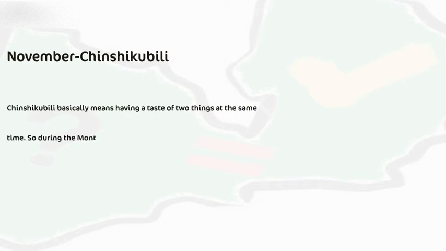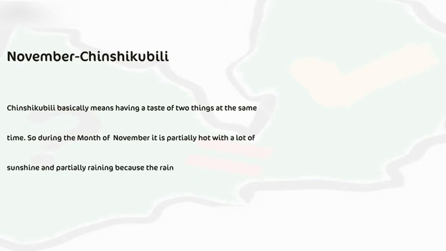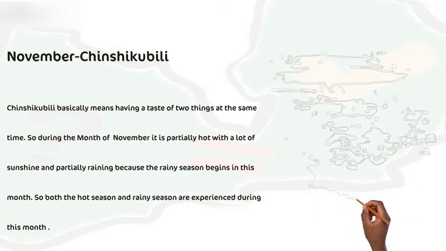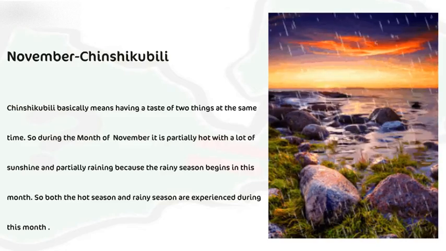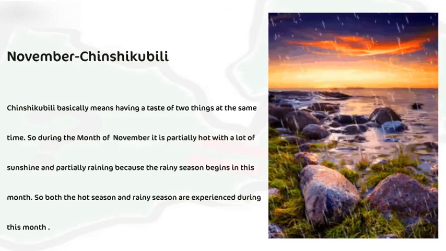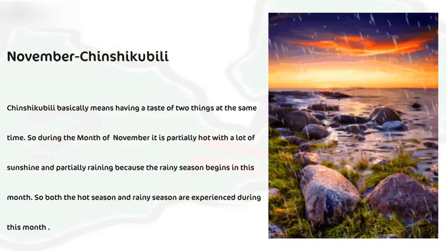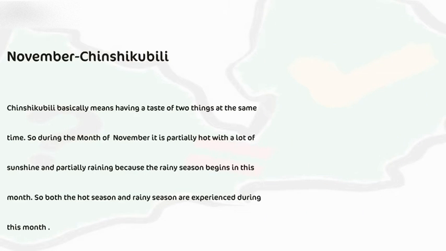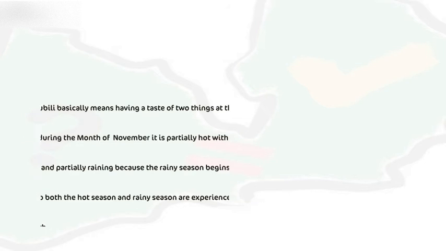November is called Chinshi Kubili. Chinshi Kubili basically means having a taste of two things at the same time. So during the month of November, it is partially hot with a lot of sunshine and partially raining because the rainy season begins in this month. So both the hot season and rainy season are experienced during this month.